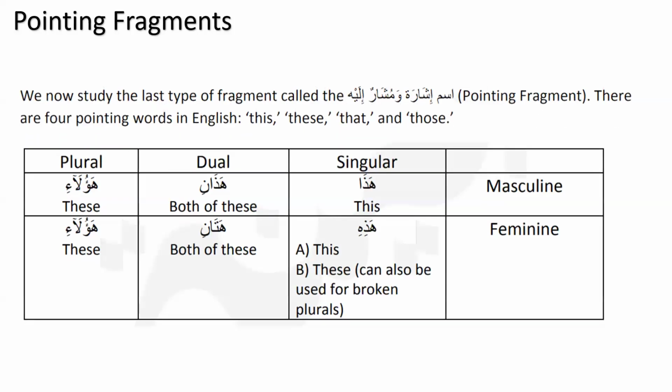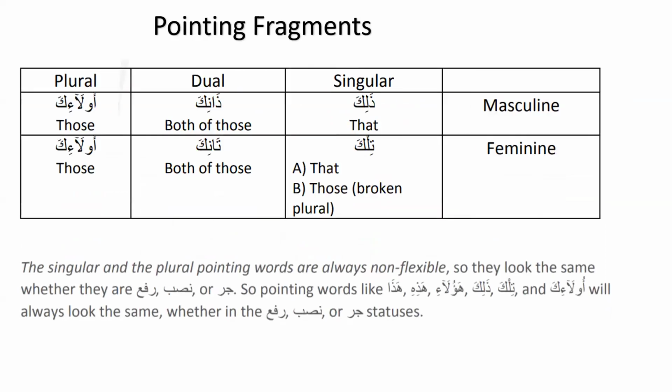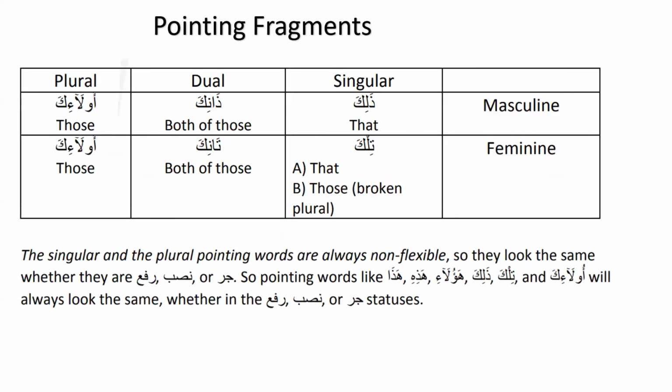And then the ones used for the far distance: zalika, tilka, zanika, tanika, ulaika. So these are the ones also used for the farther pointing. So one is "this" and "these", the other is "that" and "those", and in there we have singular, dual, and plural, masculine and feminine. Dual is not that much used in the Quran, but the singular and plural have many uses in the Quran.